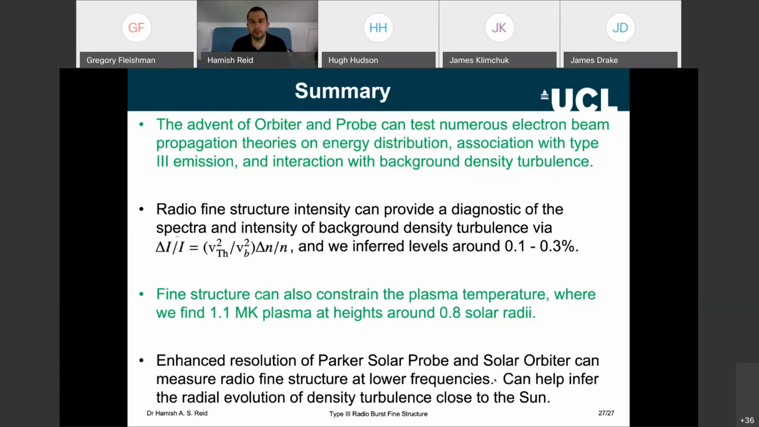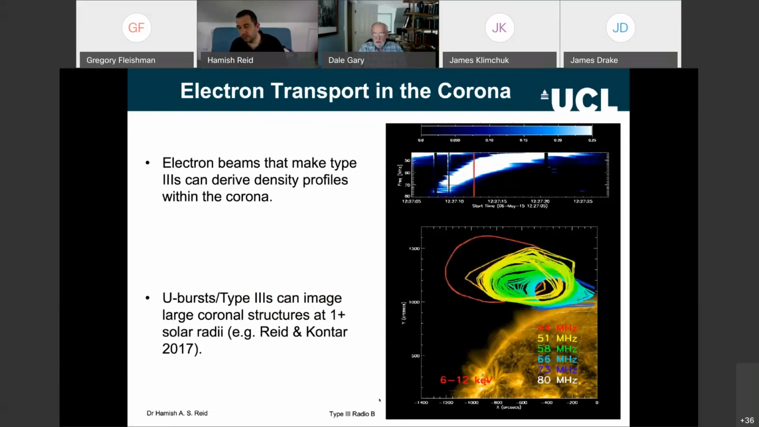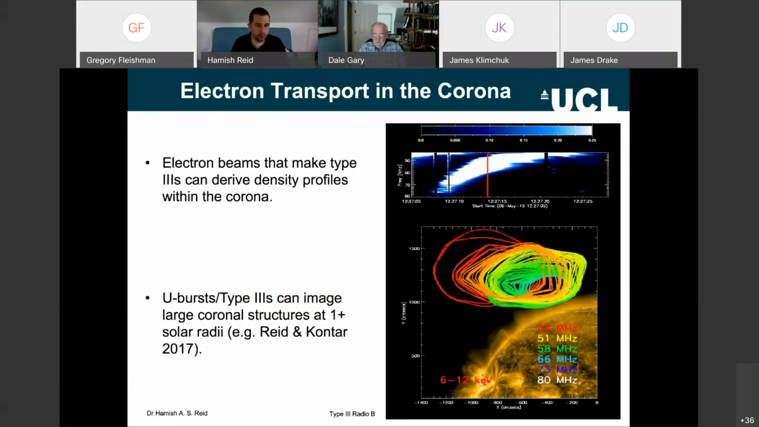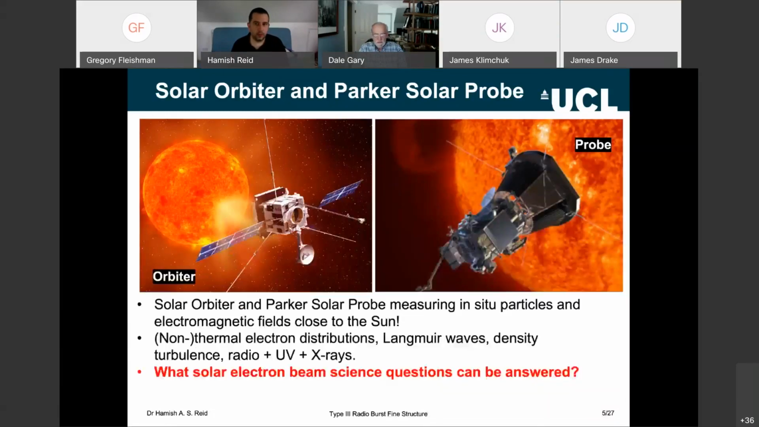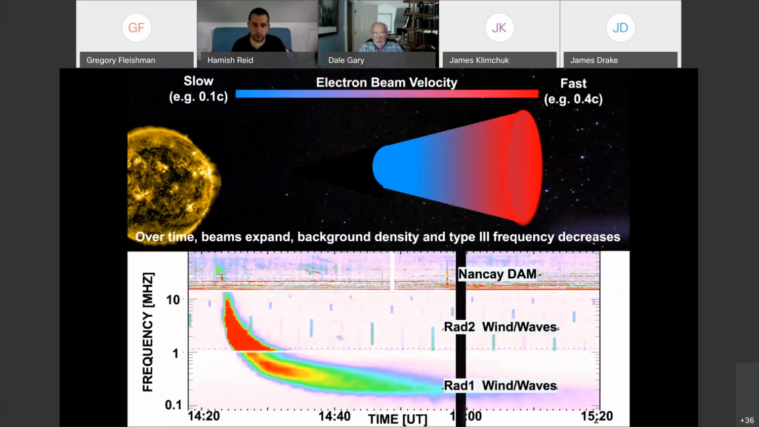Yeah, Hamish, this is Dale Gary. I had a quick question about your animation at the beginning where you were showing the beam propagation and expanding in this kind of cone structure. Does that include any back reaction of the electrons on the Langmuir waves and the Langmuir waves on the electrons? So do you mean this one here? No, your cartoon that was earlier than this. Which one? Sorry. Earlier than this. This one. Yeah.